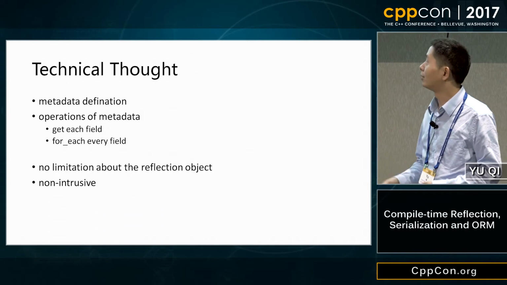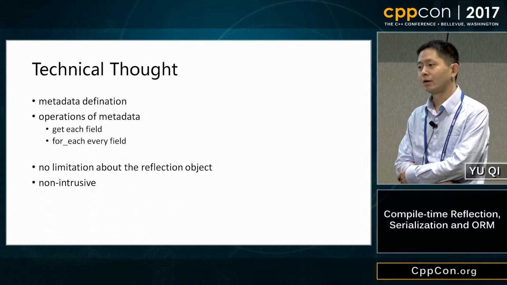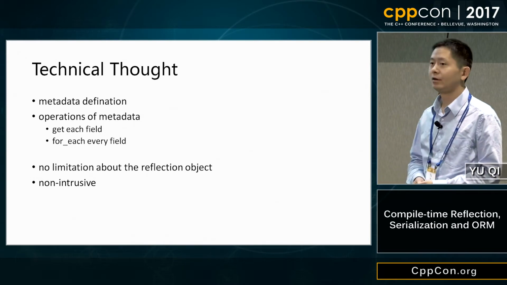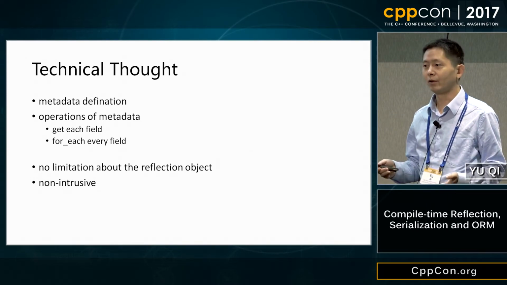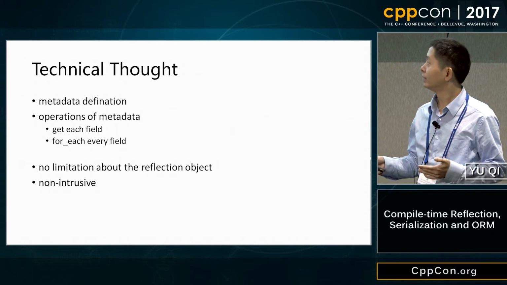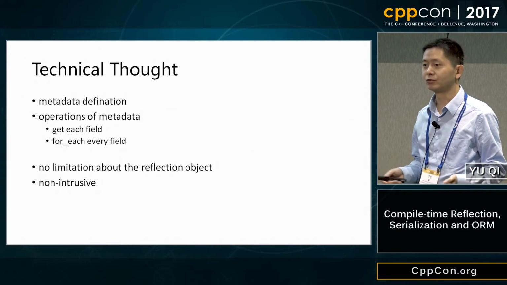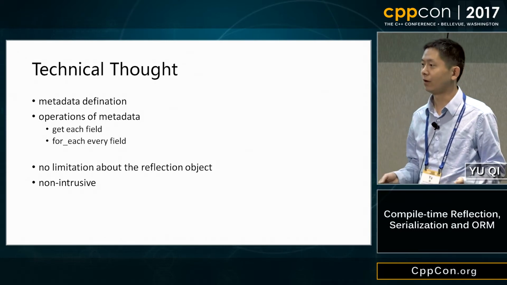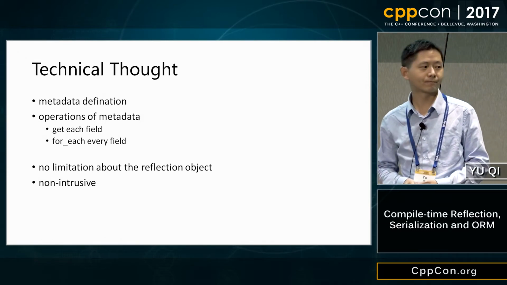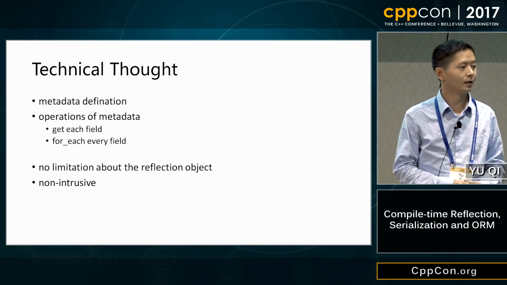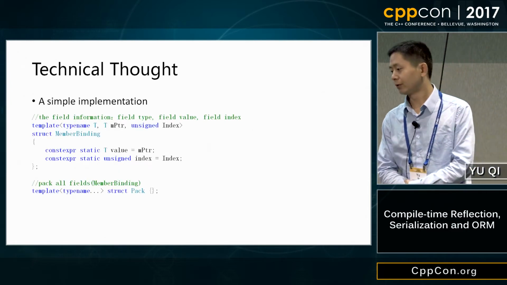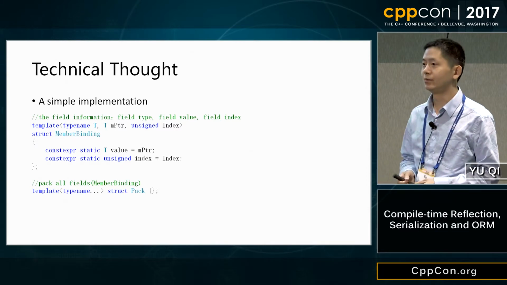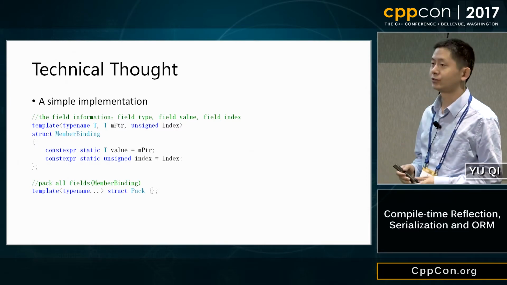And we hope our reflection library can support all types, not just POD types. Also, we expect we can visit the object non-intrusively. It's very important. You don't need to change the object. Okay, let's look at how to define metadata. I will give you a very simple example to show this.